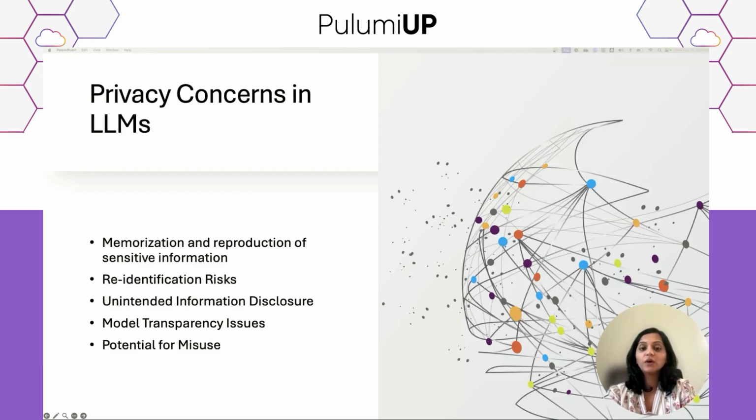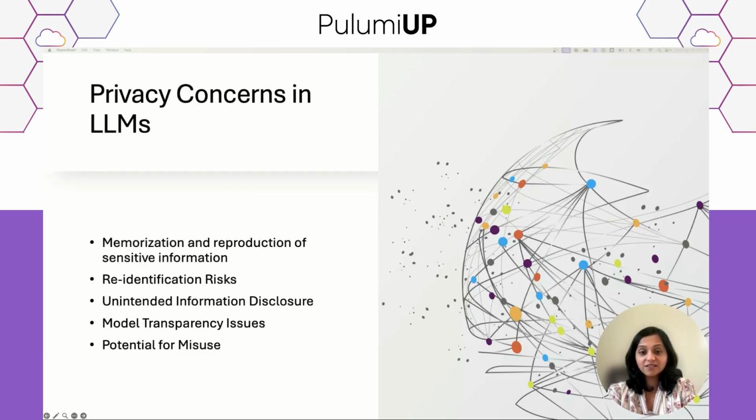Next, we have re-identification risk. Even if we try to anonymize data, LLMs are so good at connecting the dots that they might piece together someone's identity from seemingly unrelated bits of information. It's like solving a puzzle we did not even know was there.